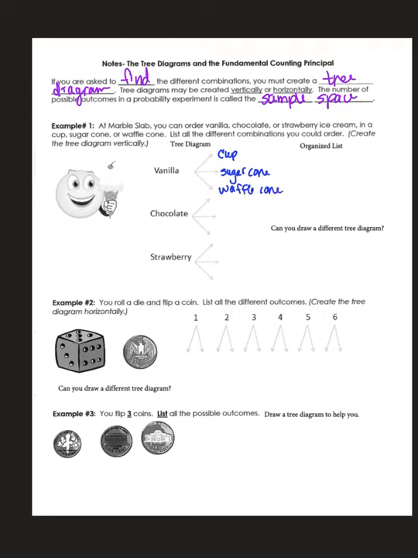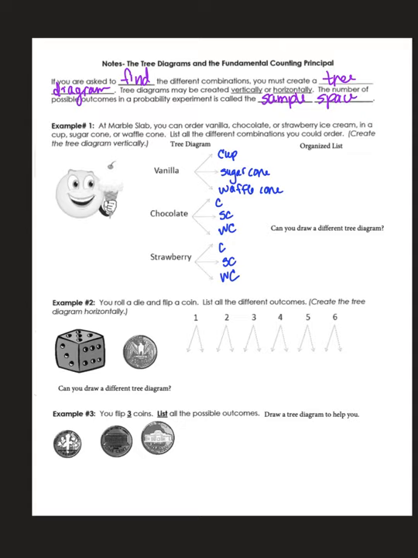Okay, what if I got a chocolate ice cream? I can still get a cup, a sugar cone, or a waffle cone. I'm abbreviating now. What about a strawberry? If I get strawberry ice cream, I still have the choices of cup, sugar cone, or waffle cone. How many different combinations can I make? I can make 9 different combinations.